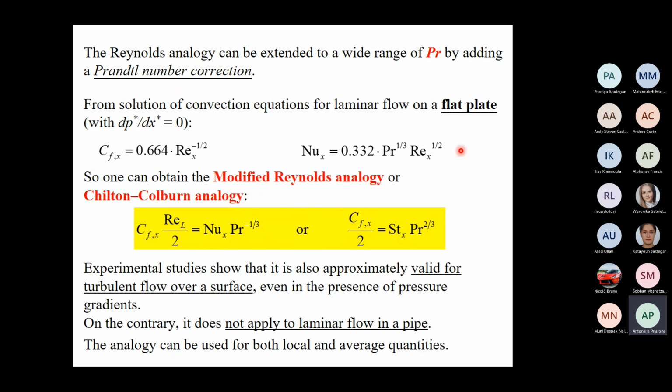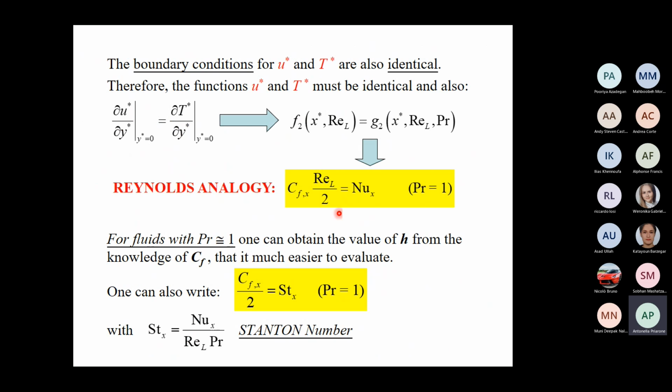From the analytical solution of the laminar convection flow on a flat plate, we will obtain the correlations that you can read here, a correlation for the CF coefficient and a correlation for the Nusselt number. These correlations are analytically obtained by Blasius. If I observe the two correlations, the two equations, I can recognize something that is similar to the Reynolds analogy.